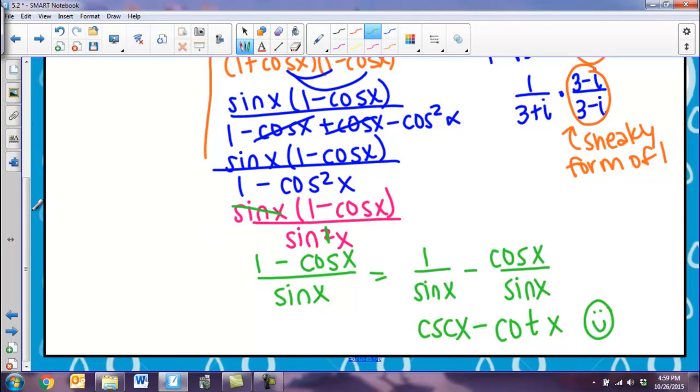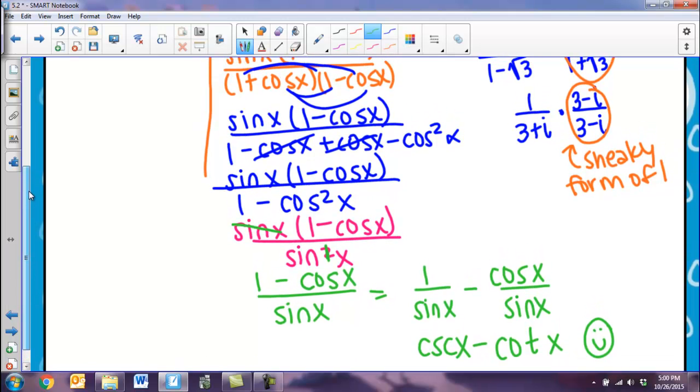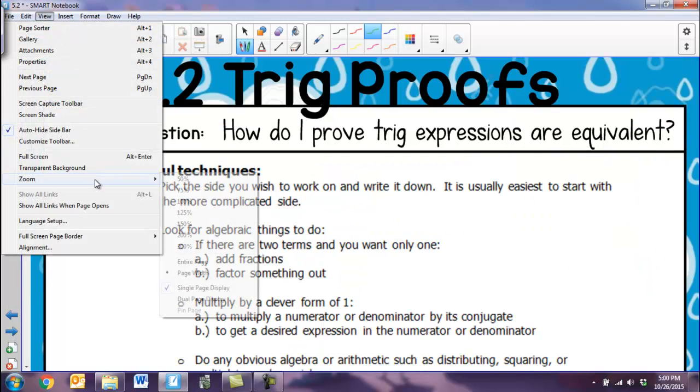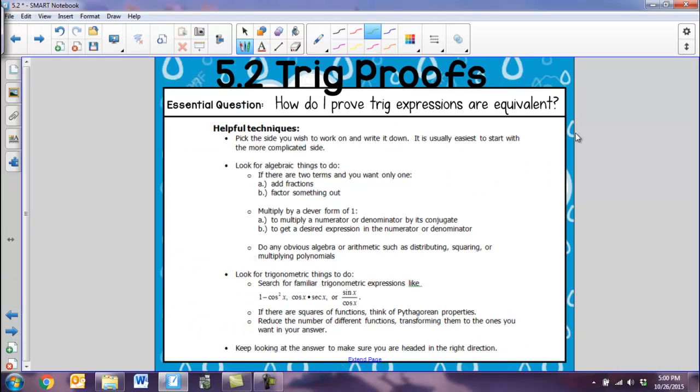So again, on these types of problems, the work is going to be your answer. We know what we want to get as our answer. We have to go back and make sure that we can get there. And so again, when you're proving things, it's just like what we were doing on 5.1. We've just gone back and said, now you have to pick where you want to start. This slide right here has some helpful techniques. If you want to pause and write these down, that's cool, but these are just some tips for when you are trying to prove these identities.